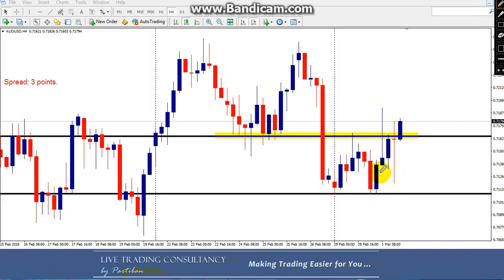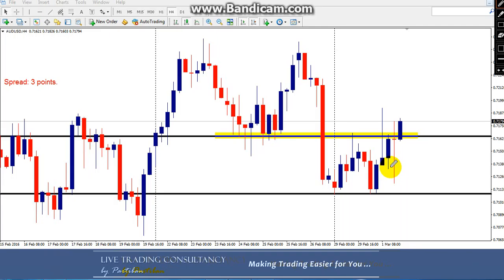See, with the proper price action knowledge, we can avoid the wrong trades, and then it saves us money. I always tell my students that trading involves two states. One is active trading, one is passive trading.